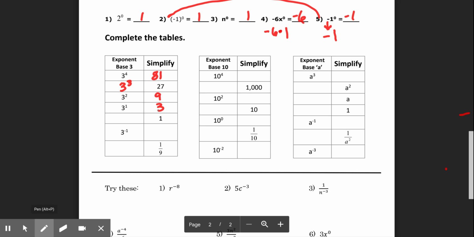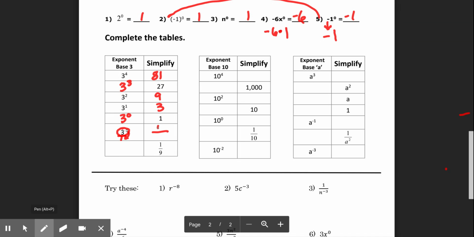So if we're going down with the exponents, 4, 3, 2, 1, guess what this one's going to be? 0. So anything to the 0 power is 1. All right, 3 to the negative first. Let's treat this like a fraction. Remember what we do with negative exponents? We move their location. So we're going to move that to the bottom.